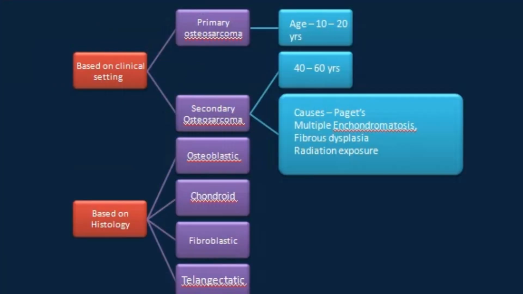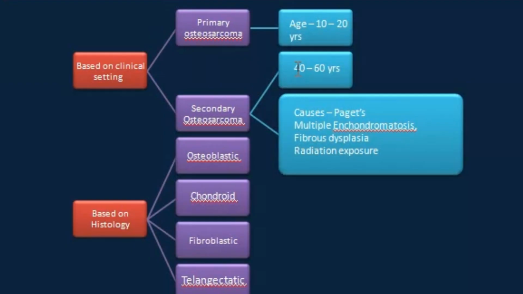Next, osteosarcoma can be classified based on the clinical setting. It could be either primary or secondary. Primary meaning that it is arising from the bone itself. It is not due to any other problem. It is a primary tumor, and this is seen in children of age 10 to 20 years. So, if it's seen in a child of age 10 to 20 years, it is primary, arising directly from the bone, whereas a secondary osteosarcoma will have some sort of a predisposing cause.